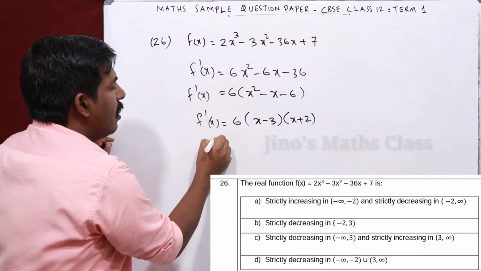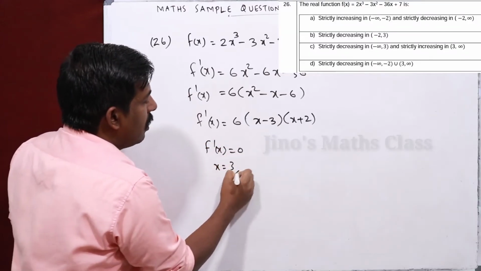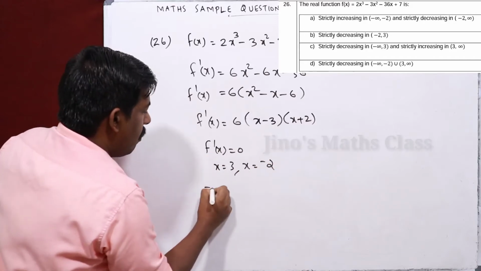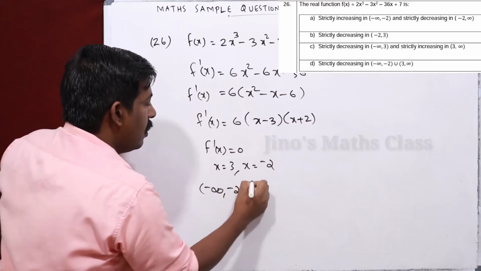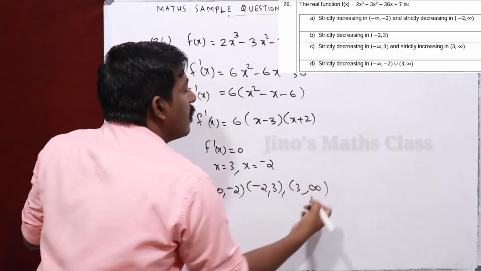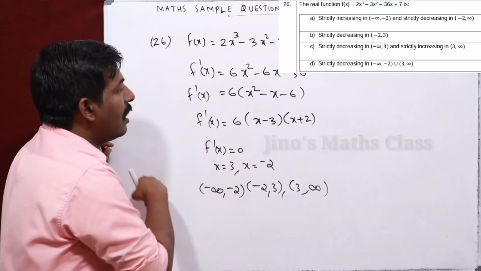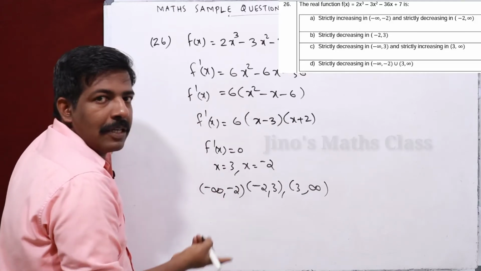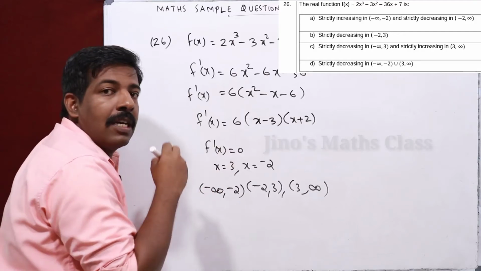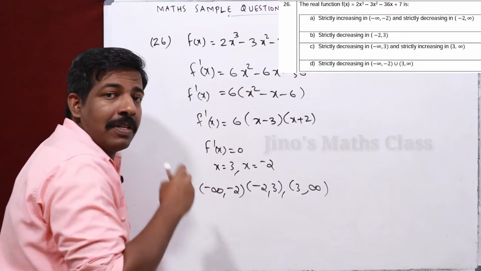So when we equate f dash x equal to 0, here we are getting x is equal to 3 and x is equal to minus 2. That means the intervals are minus infinity to minus 2, then minus 2 to 3, then 3 to infinity. We can take any value from these intervals and check the sign of f dash x on that interval. If f dash x is positive, in that interval the function is strictly increasing. If f dash x is negative, on that interval f of x is strictly decreasing.